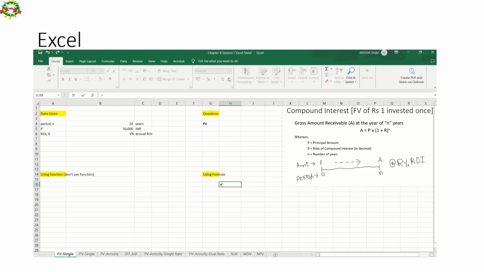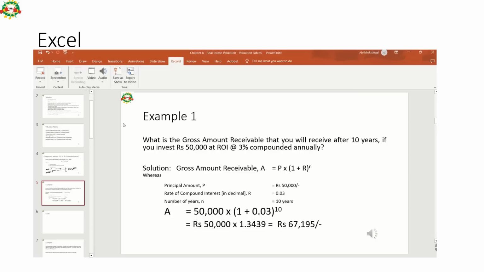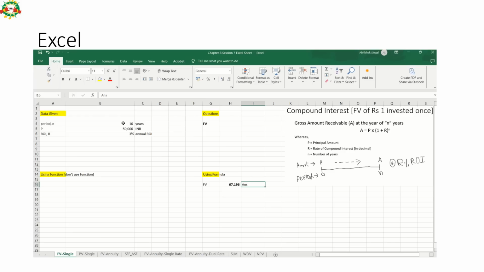for future value, which is equal to, this is the formula. So P, which is this cell, multiplied by bracket open 1 plus rate of interest R, bracket close, raised to power period. So this is the value, 67,196, the answer. Right. So let us compare it with the answer. You see 67,195 here, and 67,196 here. So we are matching with our answer. So this is how you can calculate.